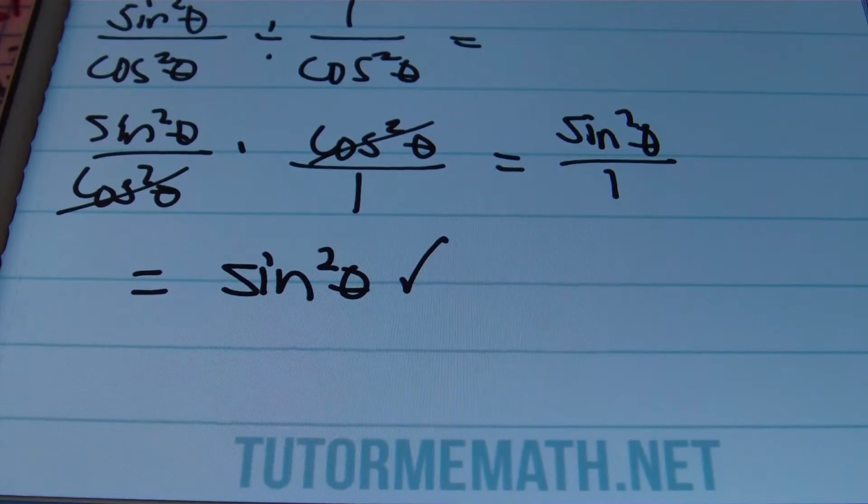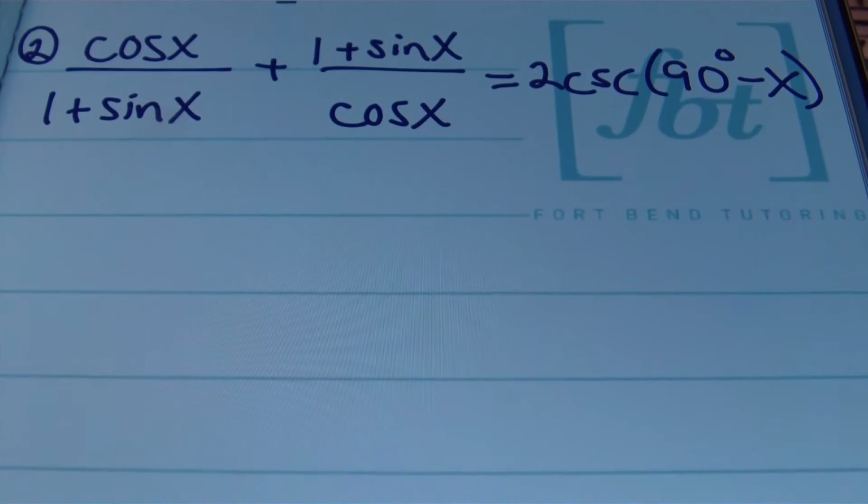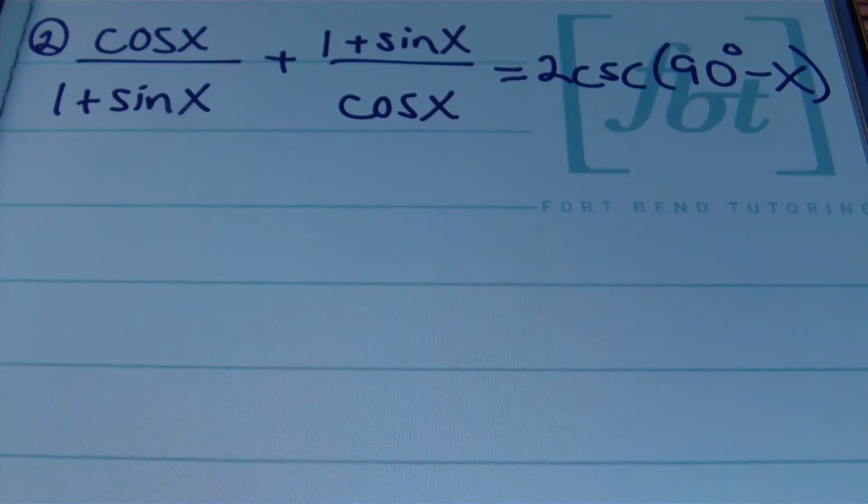We are now moving on to problem number 2. All right, you and I, together. Problem number 2, I have cosine x divided by 1 plus sine x, plus 1 plus sine x divided by cosine x. And this is supposed to equal 2 cosecant of 90 degrees minus x.